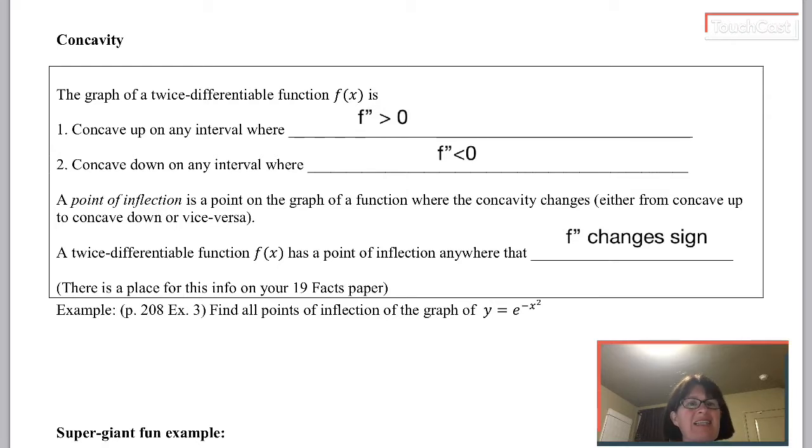So I see this says that there's a place for this info on your 19 facts paper. I'm now calling that your important facts paper. So there's place for all of this on your important facts paper.